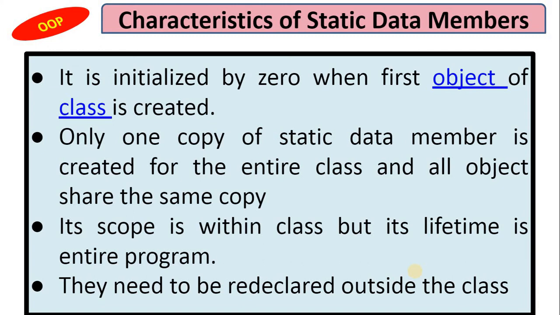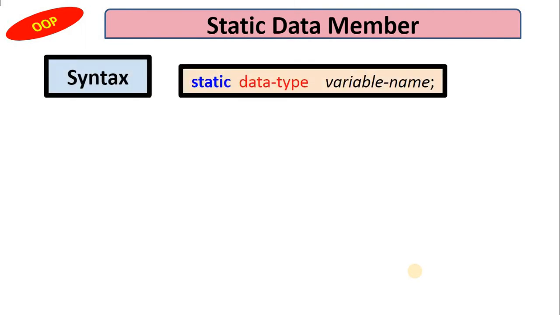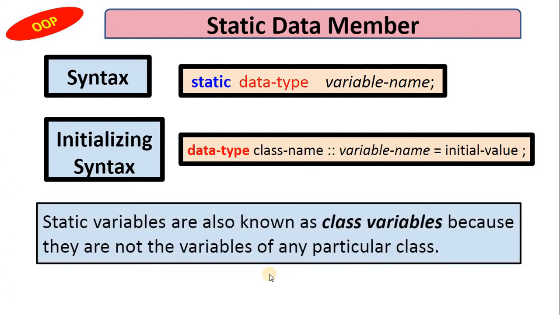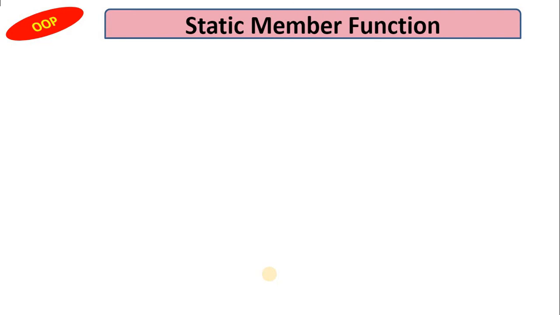A very important part is when you have a static data member, it needs to be redeclared outside the class. So syntax, which we have already seen: static data type, variable name. Initializing syntax, you have to write the data type, class name, scope resolution operator, and the variable name. For accessing the static variable, you use class name, scope resolution operator, and the variable name.